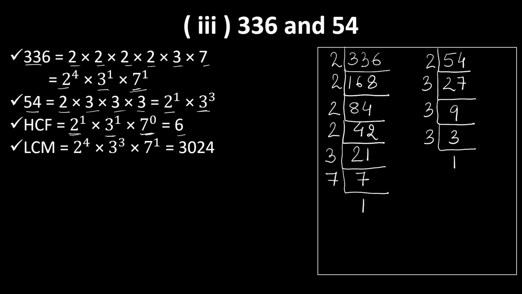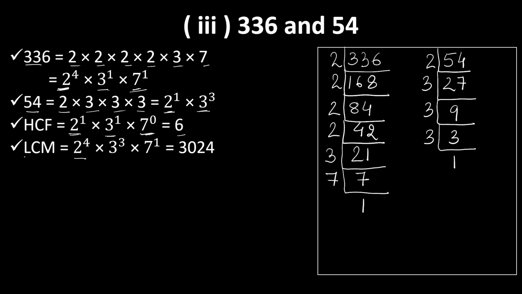And now we will be finding out the lowest common multiple. So for the lowest common multiple, we will be looking at the highest exponent possible, right? Now for 2, in 54 it is 1 and over here in 336 you can see it is 4. So therefore we will be writing 2 raised to 4, the exponent we will be writing as 4.